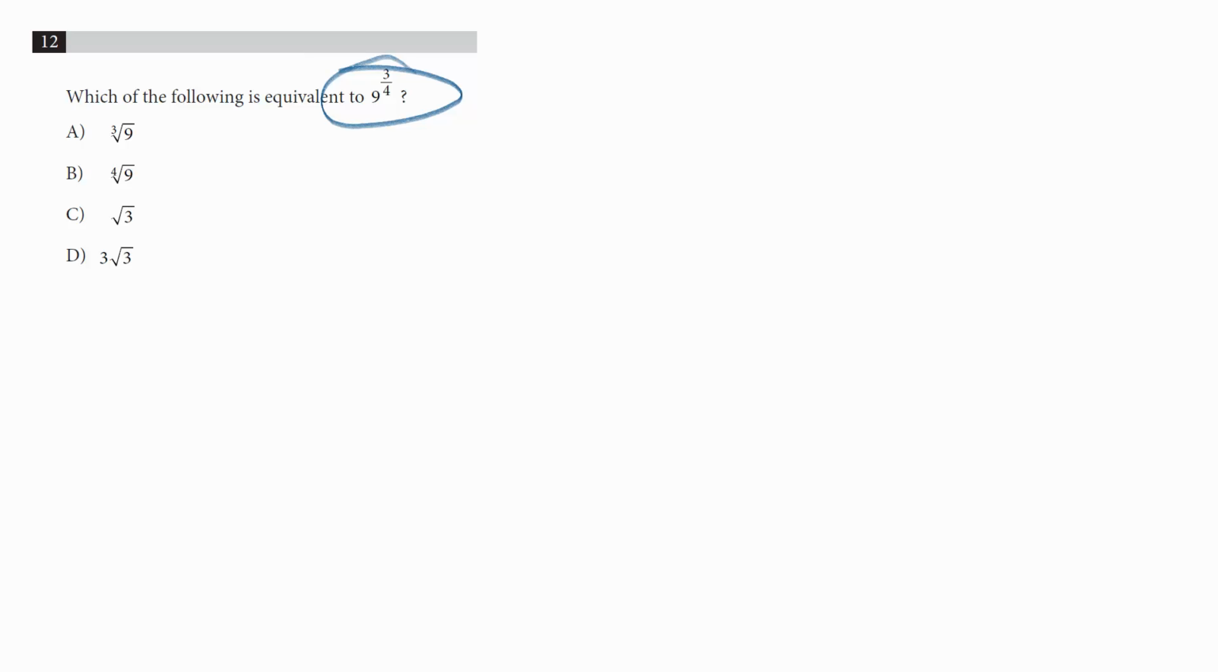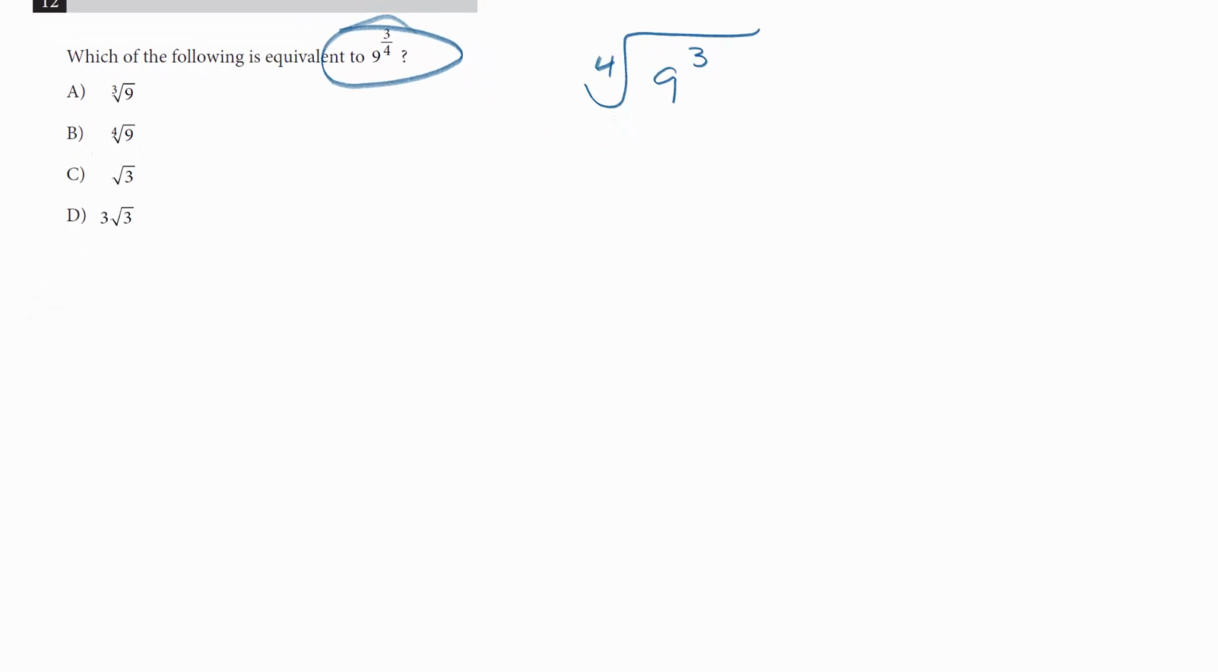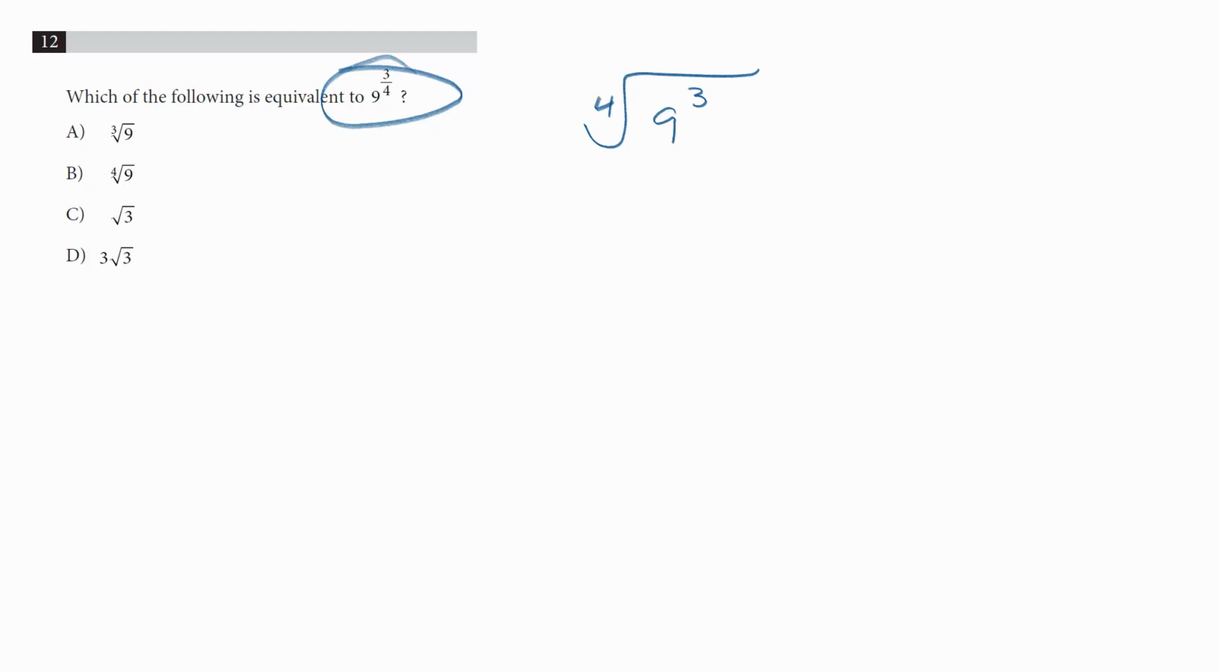We can rewrite this as a radical if we so choose. So one thing we can do is rewrite the fractional exponent as a 4th root of 9 to the 3rd. And so far that does not really help us. So let's see what else we can do. There's another trick we can do.